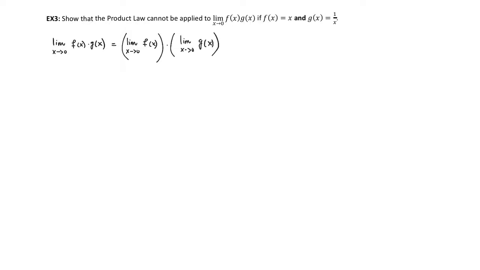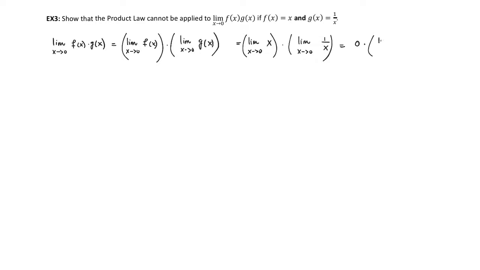Let's see what happens here. In the first case, f of x is just x. So this will be equal to the limit as x approaches 0 of x, replacing f of x with the expression, times the limit as x approaches 0 of 1 over x. And this is what is happening. The first limit, there's not a single problem with that. The first limit is going to be 0.